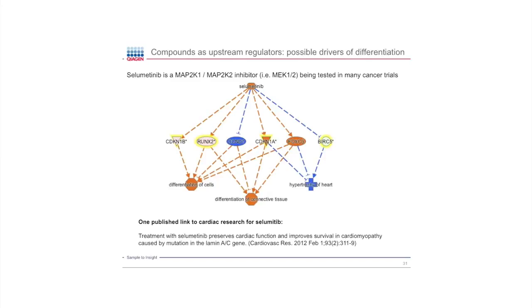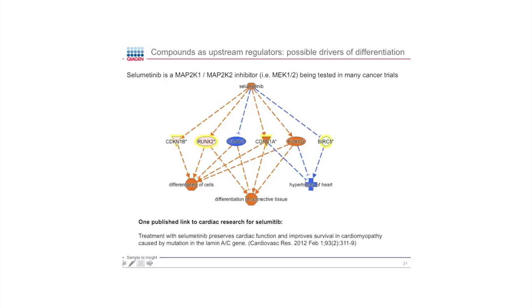Turning to that topic of compounds as upstream regulators, maybe you see a compound that's predicted to be activated. This is in IPA: selumetinib is predicted to be, quote-unquote, activated in this data set. What that really means is that the expression pattern observed in the data set is consistent as if selumetinib were in the system, were applied to these cells. Of course it's not, but the expression data is consistent with that.